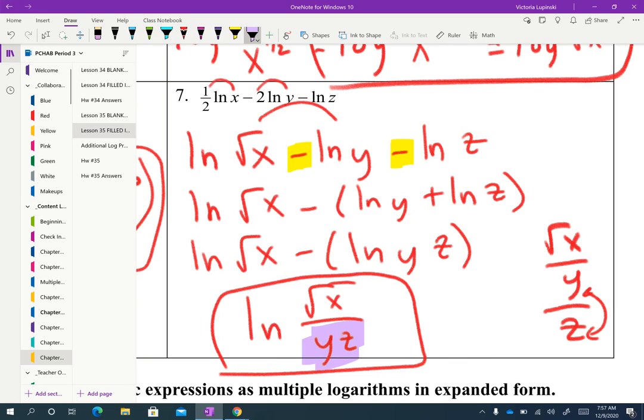So again, there are 8 different ways all to get to the same spot in the end. So even if your work doesn't look exactly like mine, as long as you're getting the same answer, it really doesn't matter as long as you're not breaking any rules.